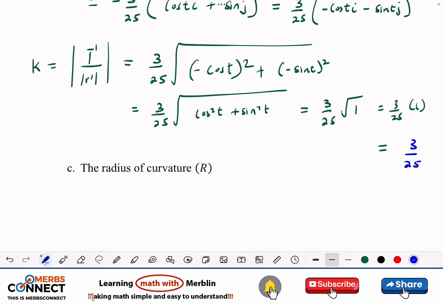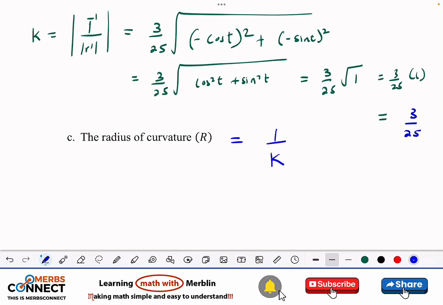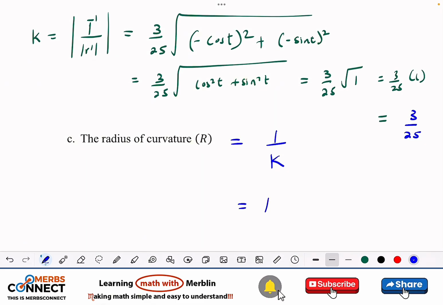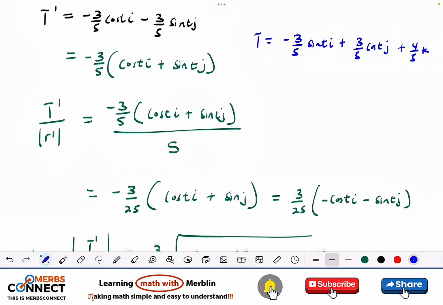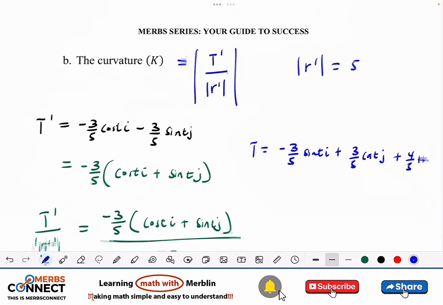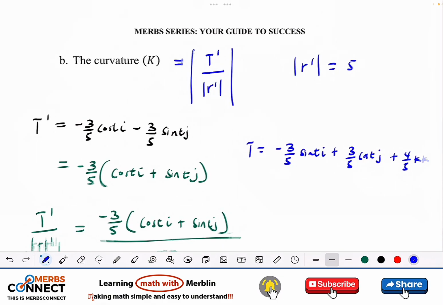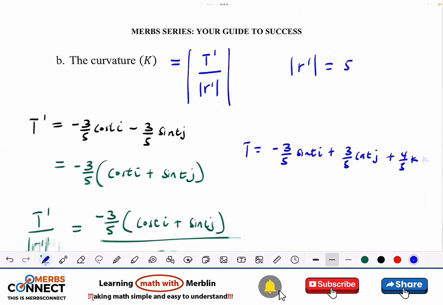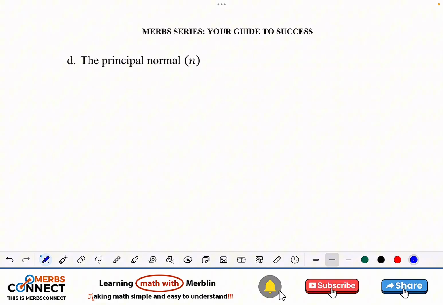And then we know that the radius of curvature is actually 1 divided by the curvature. So this is going to give us 1 divided by 3 over 25, and this is the same as 25 divided by 3. So you see that this is very, very simple. All we need to do is be able to differentiate and know the formulas. That's all that we just need to do.